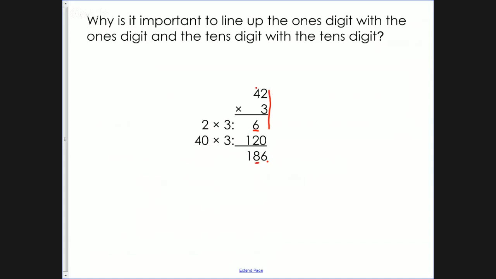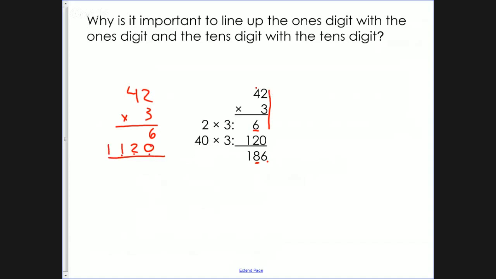And it completely changes the number. So you really don't want to do that. You want to keep everything in the correct columns. I want to keep my 6 in the ones column. I want to keep my 120 in the correct column, so I have my ones, tens, hundreds.